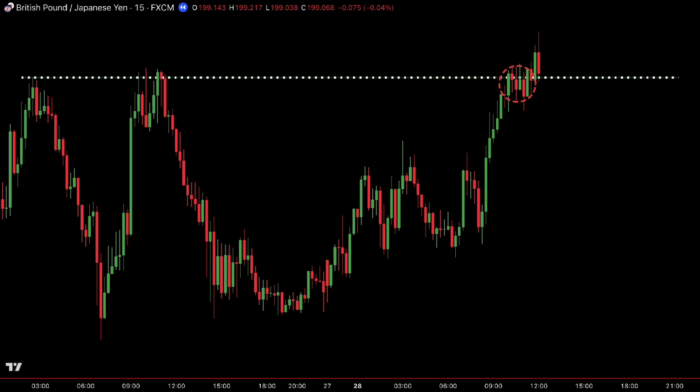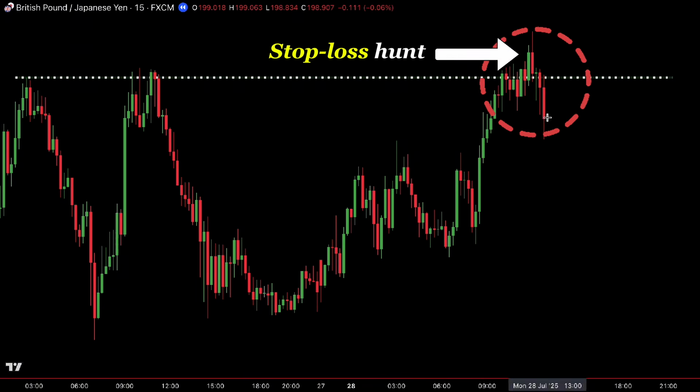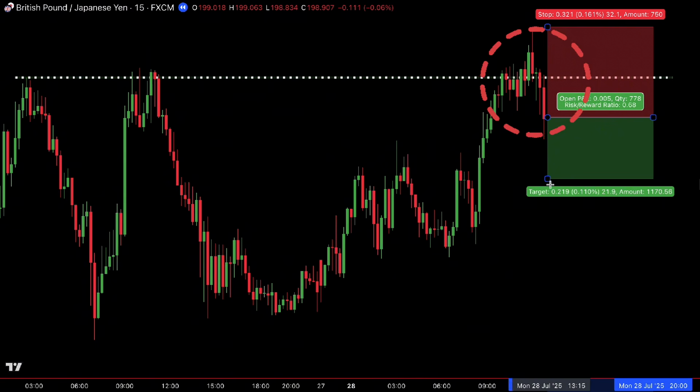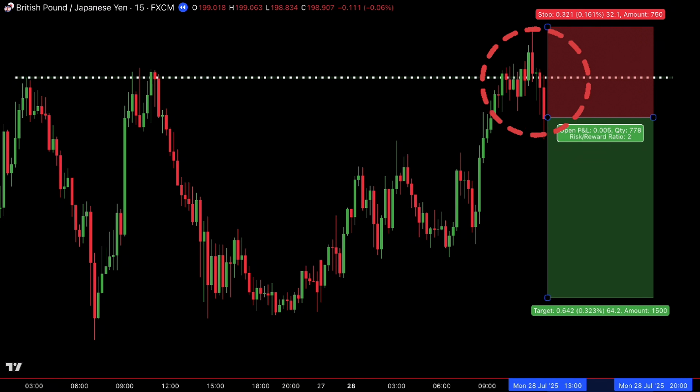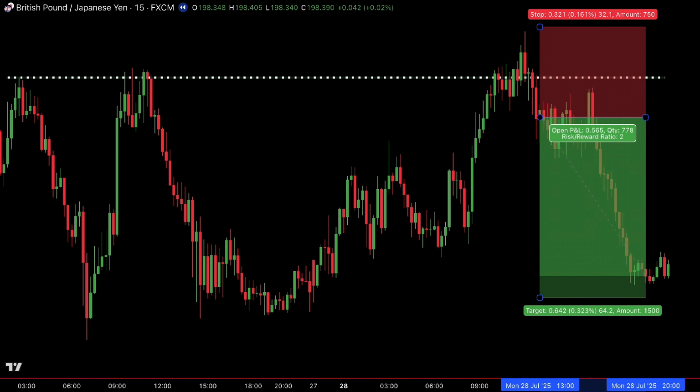Another candle forms. It suddenly breaks above the resistance level, but then price closes back below it. That's a stop loss hunt. You enter at the close of that candle. Place your stop loss above the stop hunt candle, and your target is the next level. And look at the result. The market moves straight to the target.